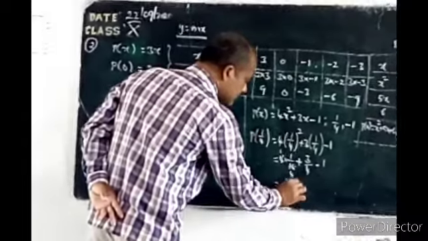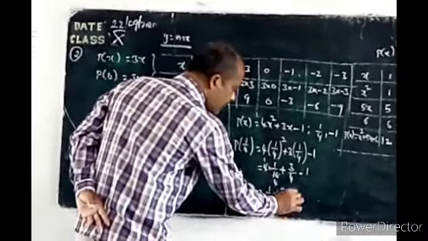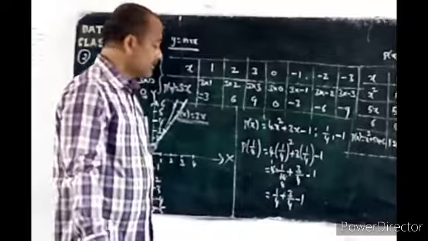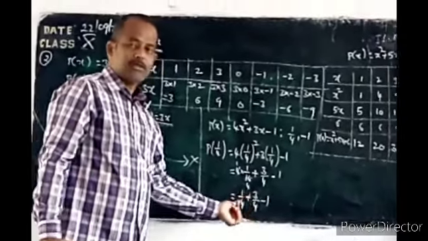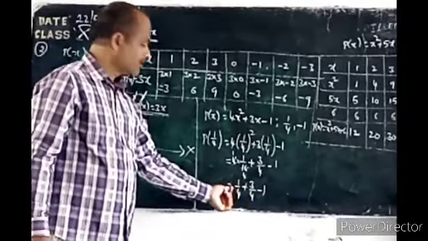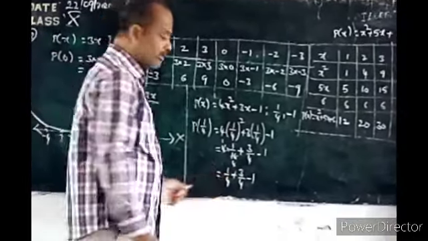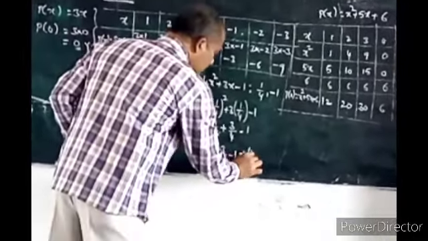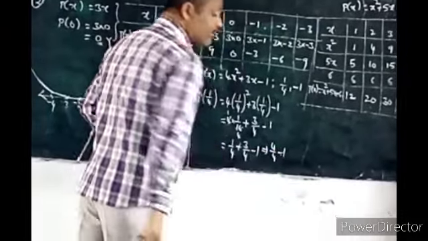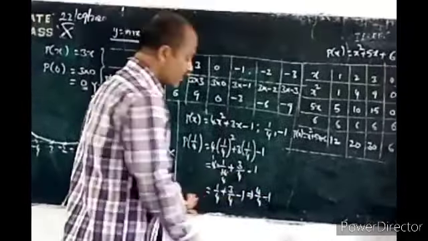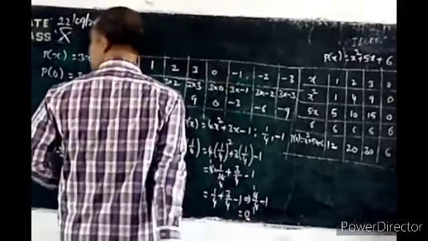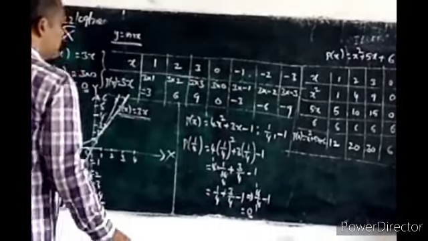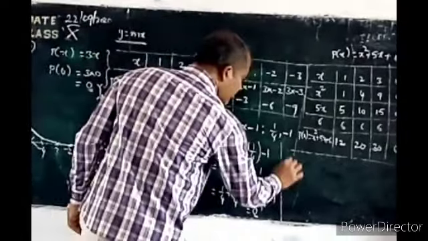1/4 plus 3/4 minus 1. These two fractions have the same denominator, so the numerators you may add directly. 1 plus 3 is 4, so 4/4 minus 1. 4/4 is nothing but 1 only. 4 1s are 4, 4 1s are 4. That is 0.